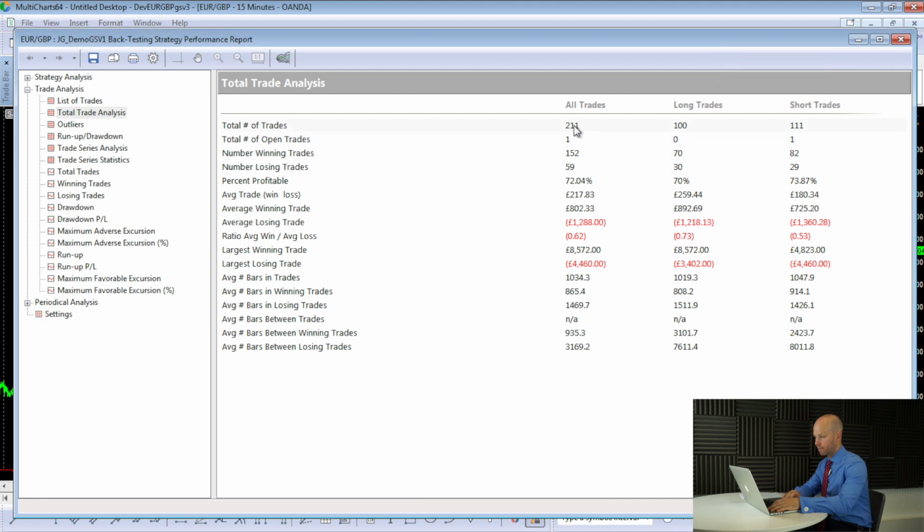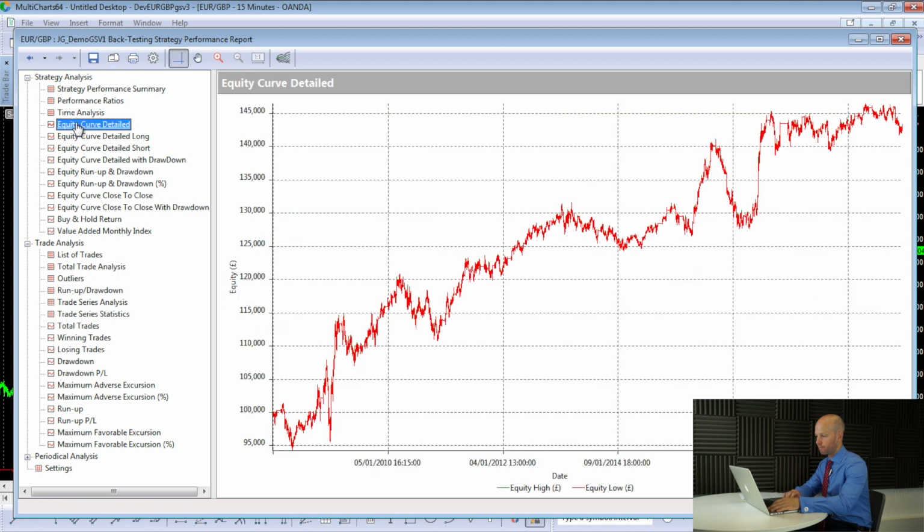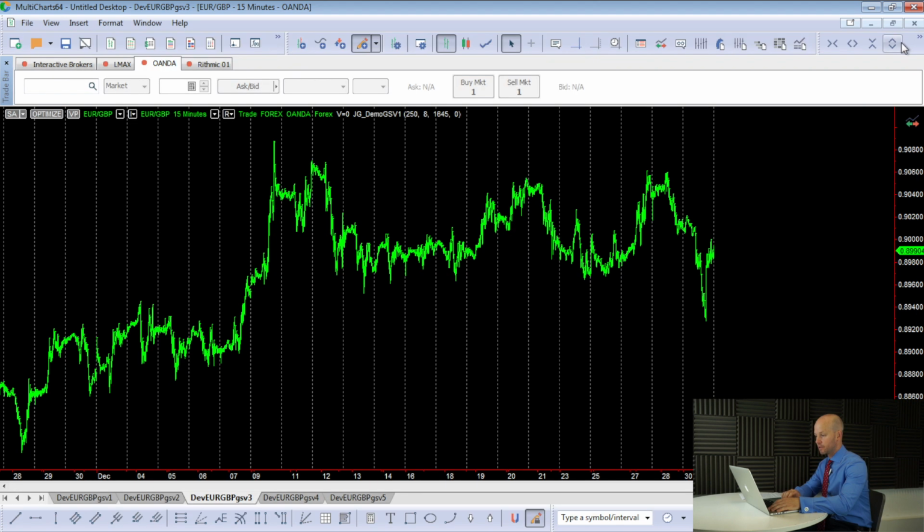We've already seen these numbers: 211 trades, 72% profitable, £217 average trade. Let's have a look at the equity curve. And the equity curve is the best yet, I think. Still got some nasty little drawdown periods, but overall that is a smoother equity curve, so I'm happy to stay with that. So the next thing I want to do is look at a stop loss.